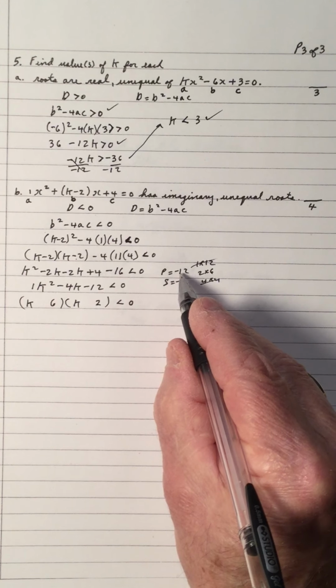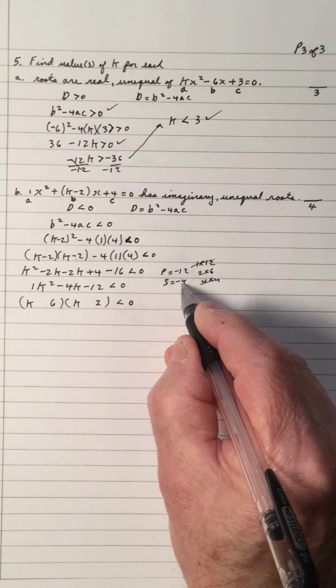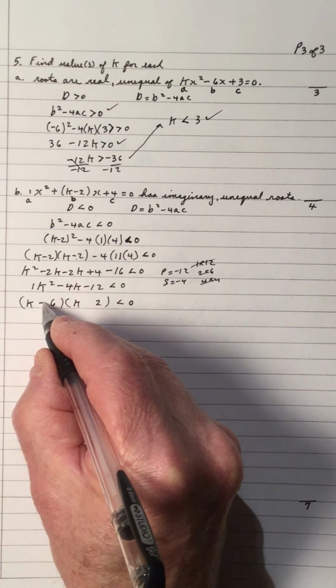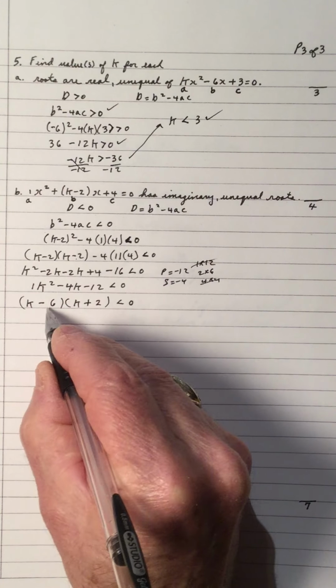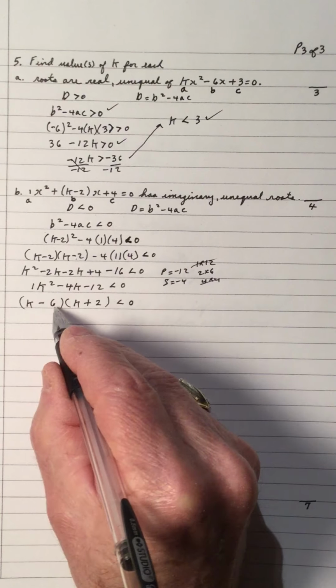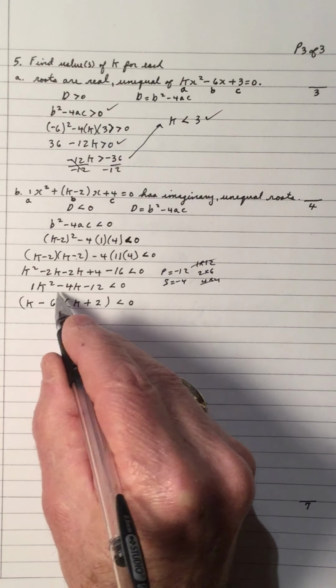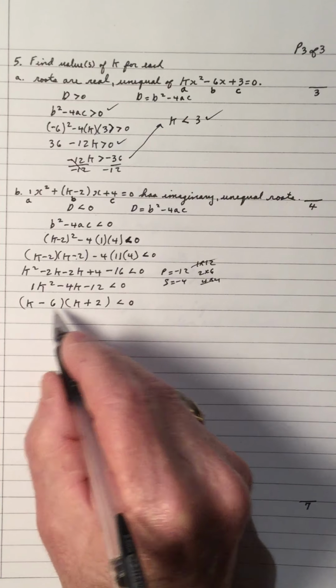But the product is negative. That means one of them must be plus and one of them must be minus. But since the sum is negative, that means the larger number has to be negative. So negative 6 plus 2. Multiply: negative 6 and 2, negative 12. Add: negative 4. So when there's a 1 here and you can factor, then it's easy to do it like this.